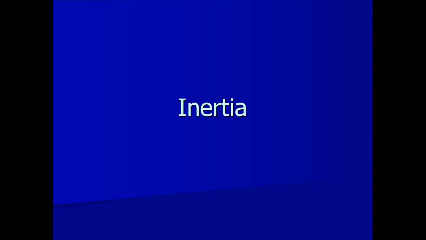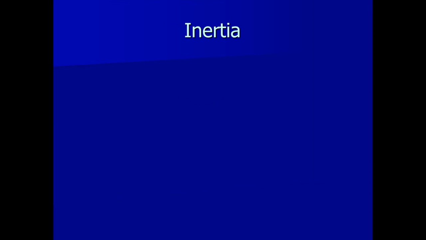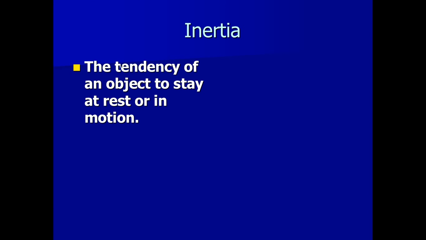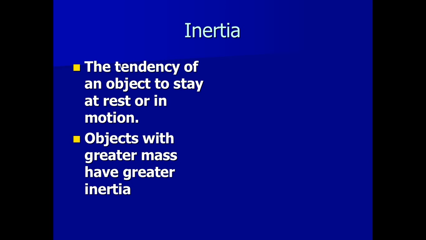Now let's talk about inertia. Remember that inertia is the tendency of an object to stay at rest or in motion, meaning to continue doing whatever it's doing. Objects that have greater mass also have greater inertia. That means if a very heavy object is standing still, it's going to be really hard to make it move. Or if a very light object is standing still, it's going to be really easy to make it move.